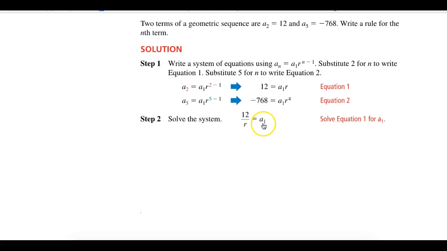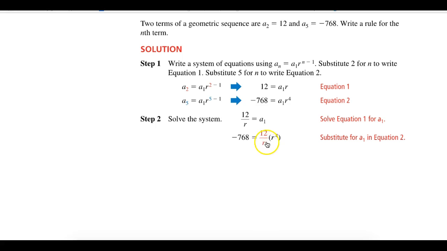Now, what we're going to do here is use substitution. We're going to use our first equation and isolate A1. So here we just divide both sides by R, and we get A1 is equal to 12 over R. Okay, so we've isolated this. Now, since we have A1, we can substitute this into our second equation. So we're replacing A1 here with the value we just solved for in our first equation. A1 equals 12 over R. Let's substitute in our second equation.